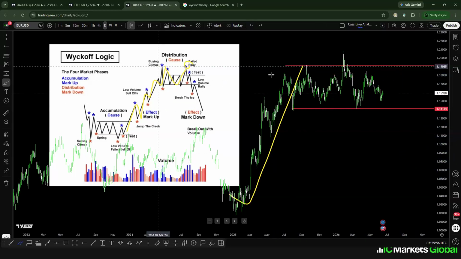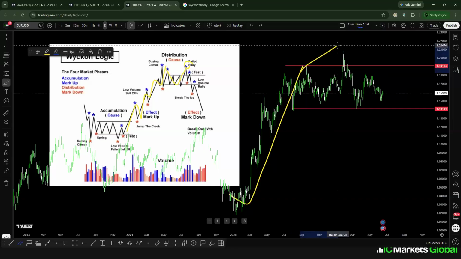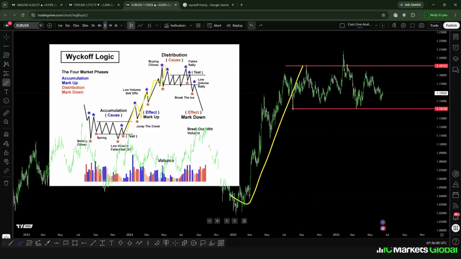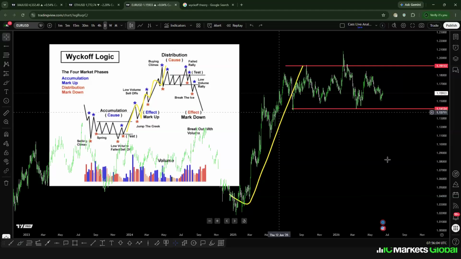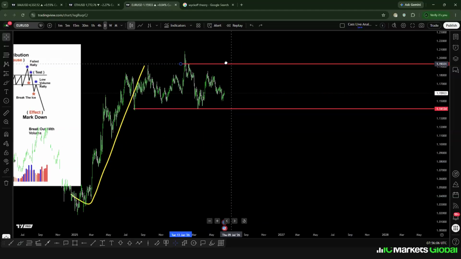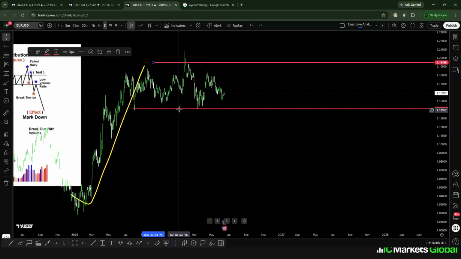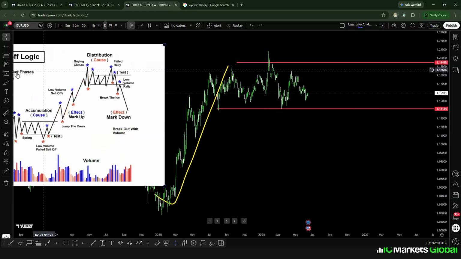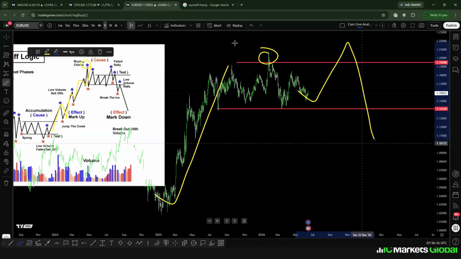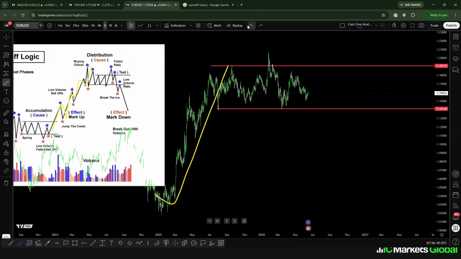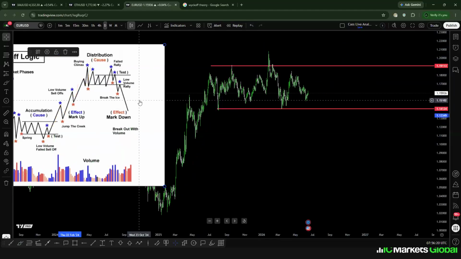This could just be the buying climax, to be honest. This could just be the start of the Wyckoff method, the first buying climax here. And then later we'll see another fake out happening. So my point is not that.